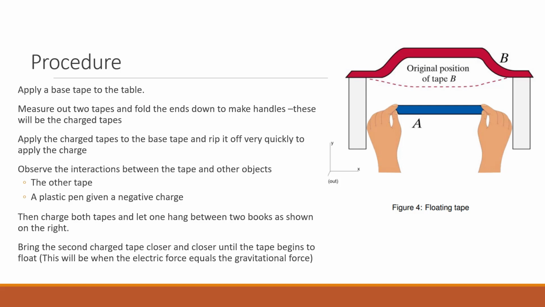First, you bring them close together to see if they attract or repel each other, to determine how their signs are relative to each other. Then you bring one near a plastic pen that you've rubbed on your clothes or hair, giving it a negative charge, to see how it interacts and determine the sign of the charge tapes. Then you drape one of your charge tapes across two books so that it hangs down slightly due to gravity. Bring your second tape closer and closer until the tape starts to float, meaning the force of gravity has been overcome, so that's right about the point where your electric force is equal to your gravitational force.